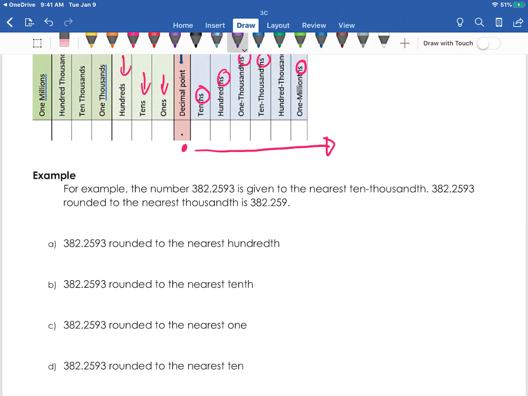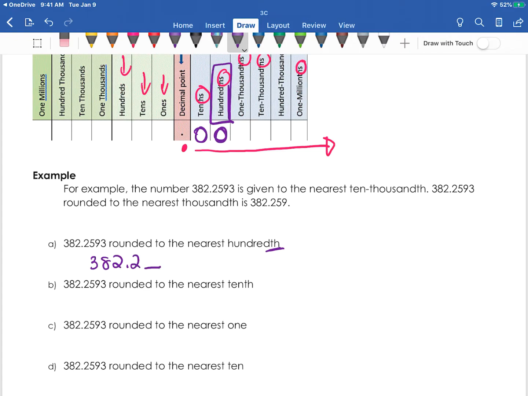Okay, so we want to take 382.2593 and round it to the nearest hundredth. Because of that TH, I know that means I want two places after the decimal, right? So here's my hundredths. If I'm looking at it in my chart, that's two places after the decimal. So I want 382.2 and then some number.